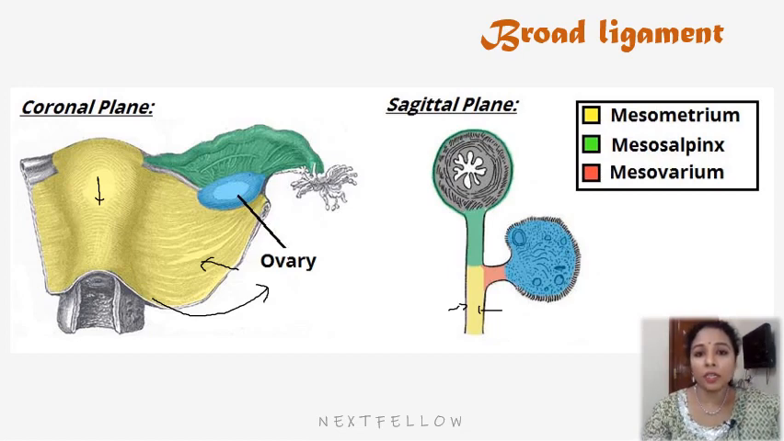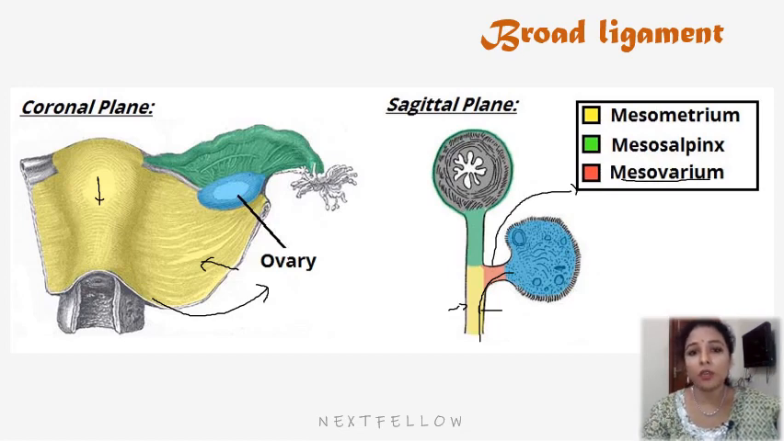It does not contain the ovary, but it is attached to the ovary by the meso-ovarian. You can see the posterior wall of the broad ligament continues as the meso-ovarian. This is the meso-ovarian, where we can see the blue colored structure is the ovary, cut section of the ovary. The first image is the coronal plane anterior view, and this is the sagittal plane.